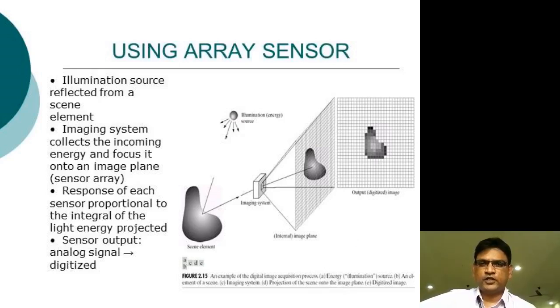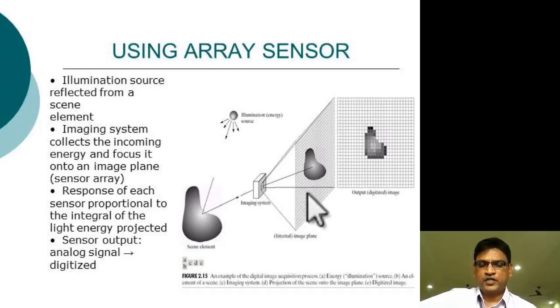The next type of arrangement for image acquisition is using array sensors. Here we have an illumination source. This source will radiate energy onto the object present in the scene that is to be imaged, and depending upon the nature of the object, this light energy will be either transmitted or reflected. This energy coming from the objects present in the scene is to be focused onto the image plane. For this purpose we are using an imaging system called a lens. Why are we using a lens? Because here the radiating energy is light.